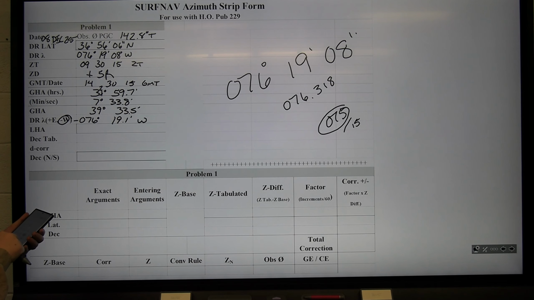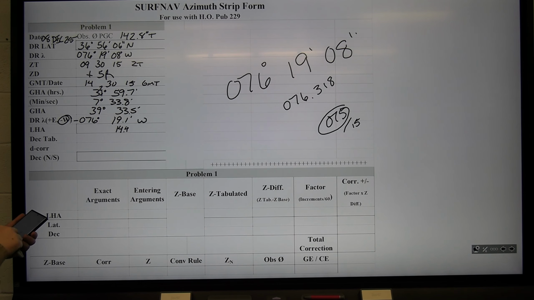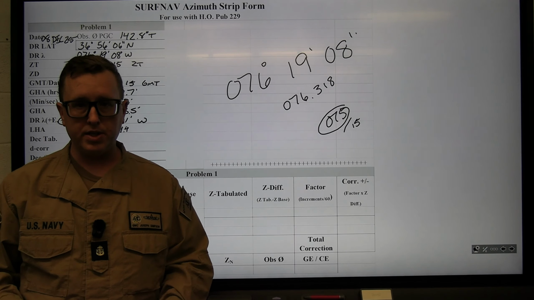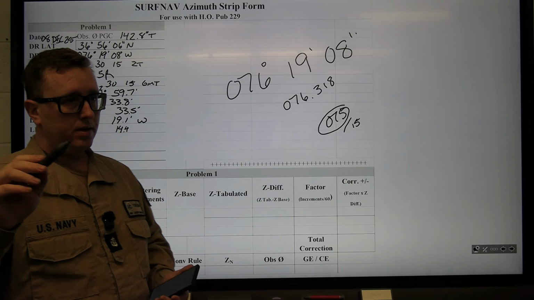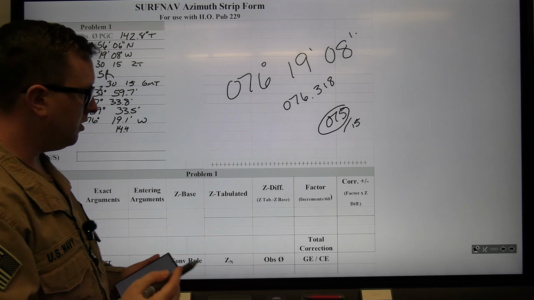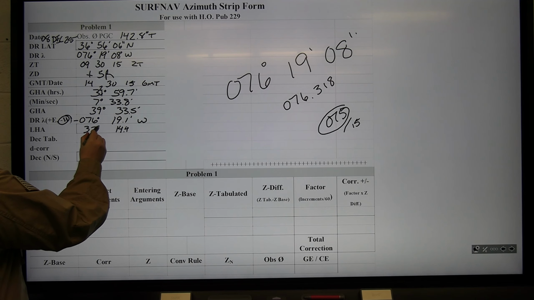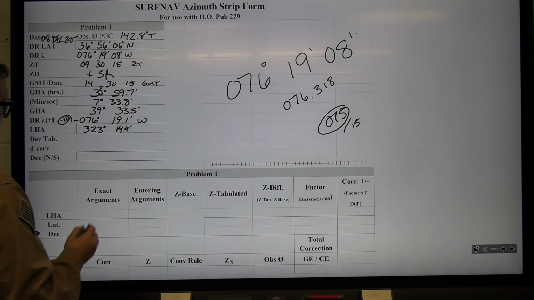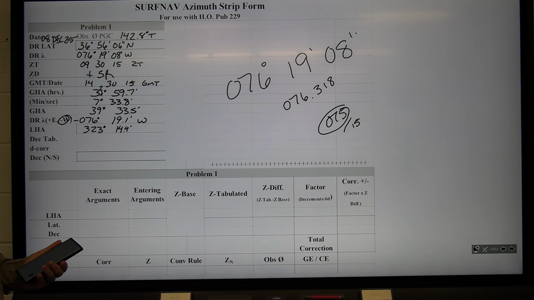33.5 minus 19.1 is 14.4. And then we have 39 minus 76, you get a negative number, negative 37, add 360 to it. Basically, once it hits Greenwich and keeps on going, it always starts over, so it'll always be 360. And we got 323 degrees. That makes our LHA 323 degrees, 14.4 minutes.